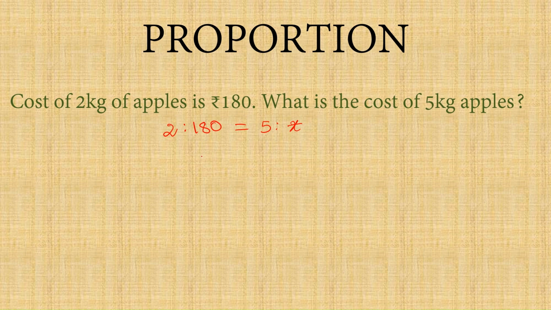The product of extreme values, that is 2 into x, will be equal to the product of means, 180 into 5. Now transpose the 2. It's multiplication here, so on the other side it will become division. So 180 into 5 divided by 2. This goes to 90, and x will be equal to 450. From this we can tell that 5 kgs of apples can be obtained for 450 rupees.